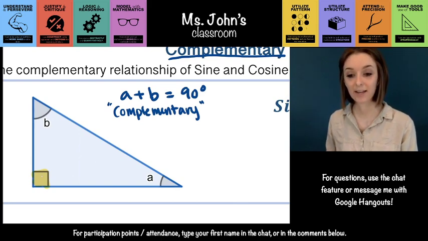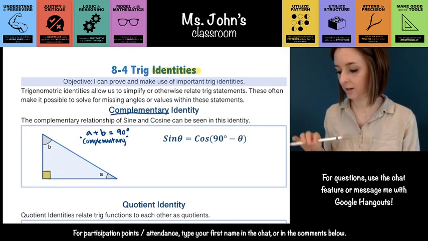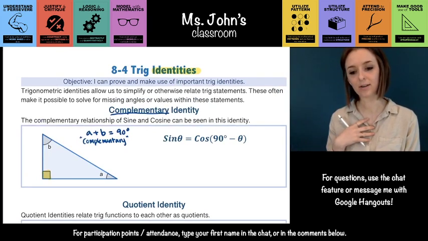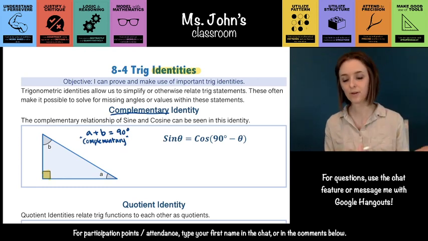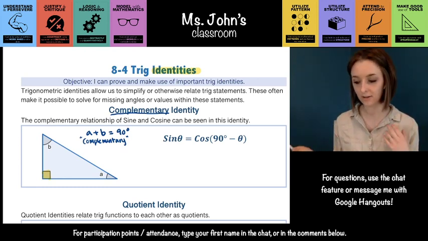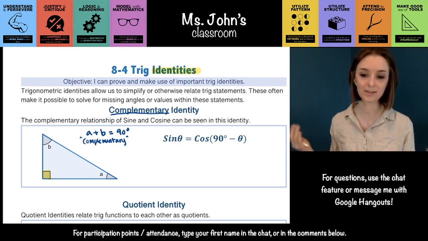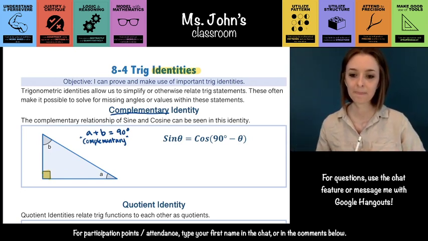Good. So we have A and B that are complementary, and just like we sort of discovered in our warm-up today, when you take sine of one of those angles and cosine of the other angle in the triangle, they end up being the same values.